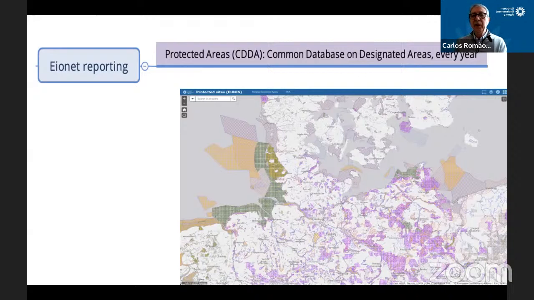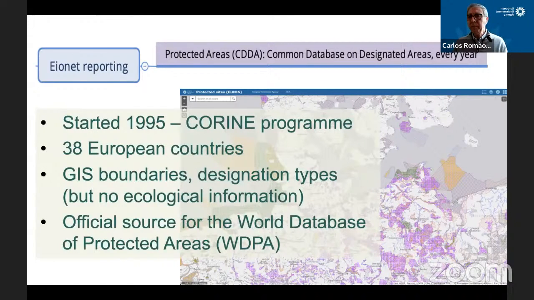And I also told you that from the EIONET, the network of the 38 countries, we only have one data set that is collected, which is the designated sites at the national level. So nationally protected areas that are not Natura 2000, because that is collected under a specific data flow. And these are protected areas at the national level under different categories. This data collection already started a long time ago, with an exploratory environmental program in 1985 called the CORINE program. And there was one component called CORINE biotopes, where this information on sites started to be collected.